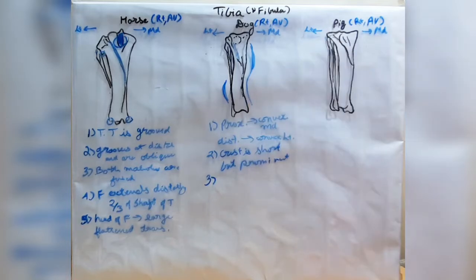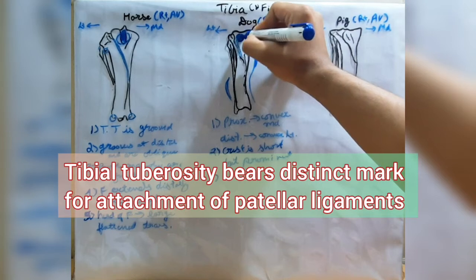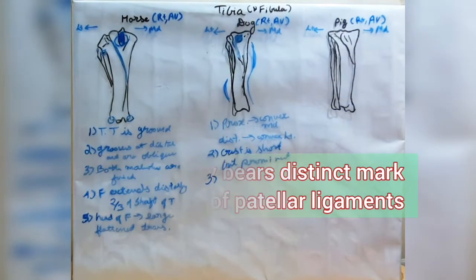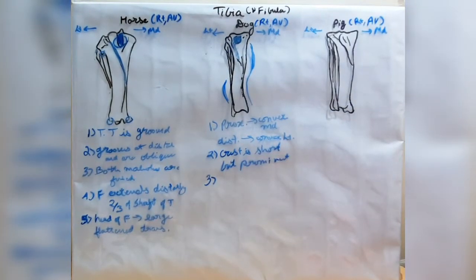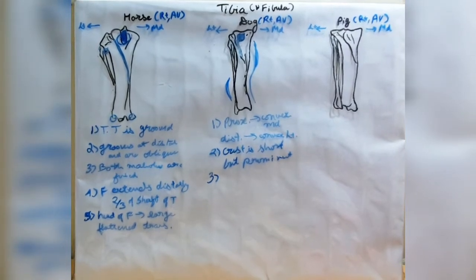Now the third thing is that tibial tuberosity bears a distinct mark where the ligamentum patellae is attached. So this is the tibial tuberosity and it presents a very rough, special area which is very distinct, and it is for the attachment of the patellar ligament of the stifle joint.